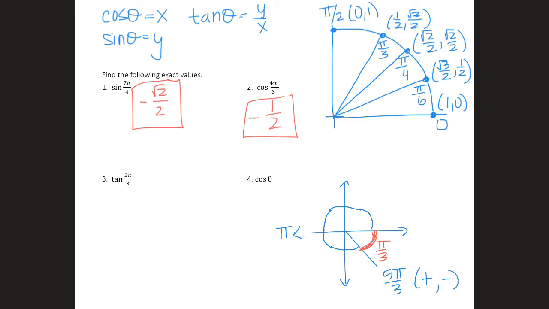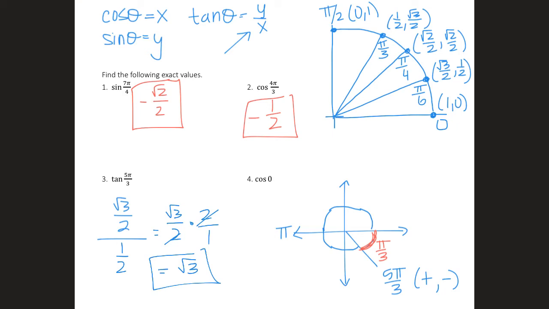Okay, so tangent is the y value of the coordinate divided by the x value of the coordinate. So I go to pi over 3 in the first quadrant. The y value is root 3 over 2, divided by the x value, which is a half. And then I want to simplify that. So instead of dividing by a half, I'm going to rewrite this as root 3 over 2 times the reciprocal of 1/2, which is 2 over 1. The 2's are going to cancel out, and we just get root 3. So root 3 over 2 divided by a half is just root 3.